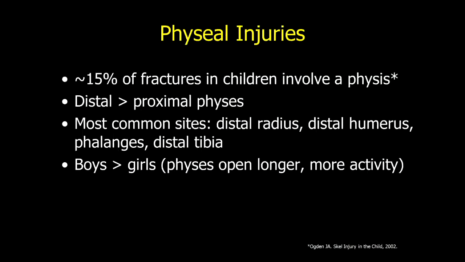Physeal injuries represent approximately 15% of fractures in children. The distal physes of a bone are affected more commonly than the proximal physes, as they are less protected. Most common sites of physeal injuries include the distal radius, the distal humerus at the elbow, the phalanges, and the distal tibia. And boys seem to be affected more frequently than girls, which likely reflects that their physes are open longer and they may be in more active athletic events.